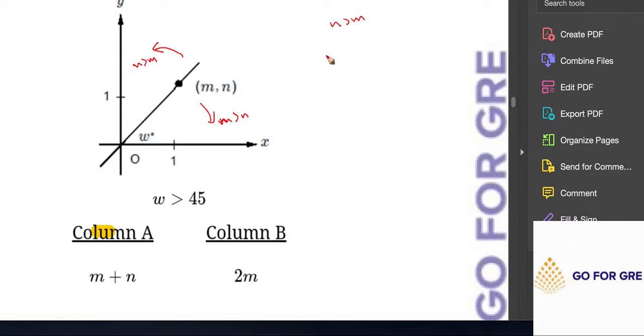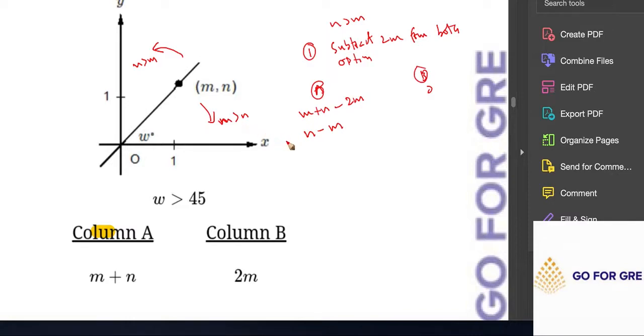Now how to solve a comparison question? First step, subtract 2m from both options. So a will become m plus n minus 2m and b will become 0. Now we have to compare whether it's greater than, equal to, or less than 0. So it is n minus m. So definitely n is greater than m, so definitely a is greater. Okay, so this is the solution.